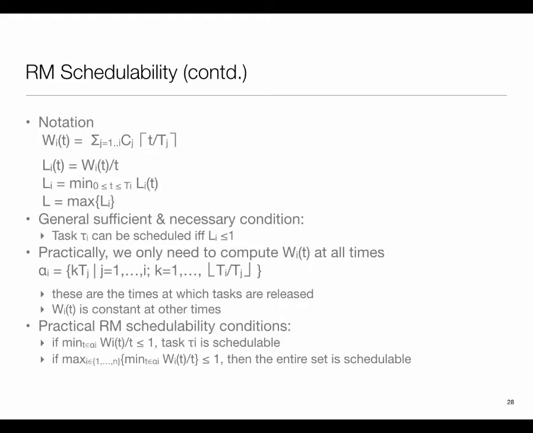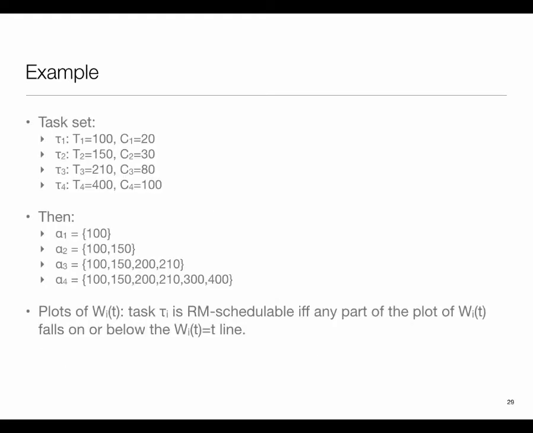Practically speaking, I don't have to search over all the t's, as the previous slide pointed out. I only need to check at those values which are multiples of t sub j, where j is between 1 through i. So what that translates into is a set of inequalities. Let's look at an example. Say I have this task set. I think I may have messed up the data on the next slide, but at least it will give you the approach that I'm following.